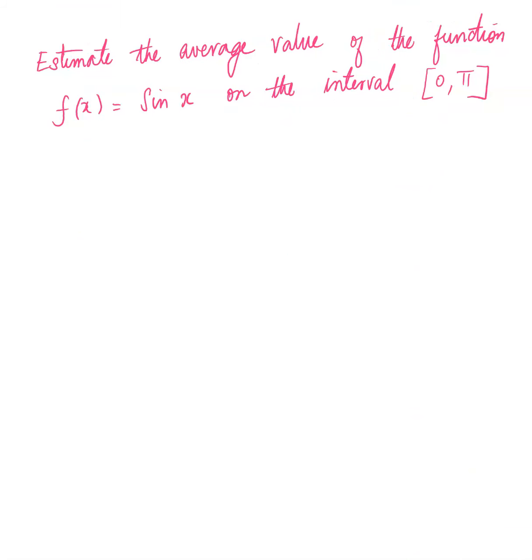Estimate the average value of the function f of x equals sine x on the interval 0 to pi. So let's again draw a rough sketch. We're only using the positive side, so I'm just going to focus on the positive side of the graph. Your sine function looks like this, right? For one period, this is 0 to 2 pi. That means this is 0 to pi, and the focus is on just this region.